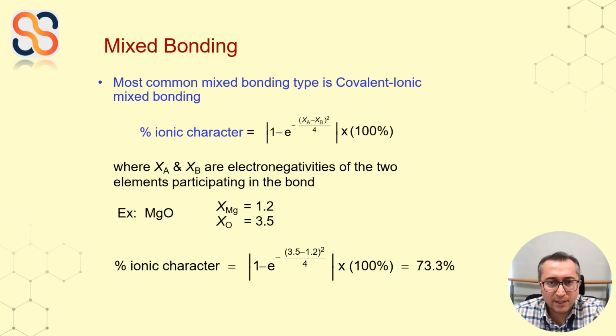Let's look at a specific example, magnesium oxide. The electronegativity of magnesium is 1.2 and the electronegativity of oxygen is 3.5. So, using this formula, the bond in MgO has a significant ionic character, about 73.3%.